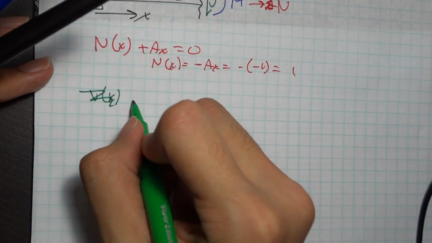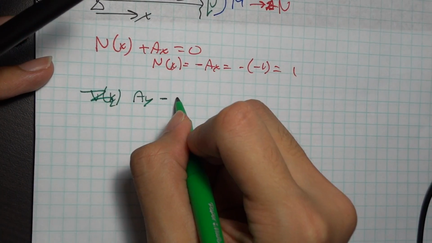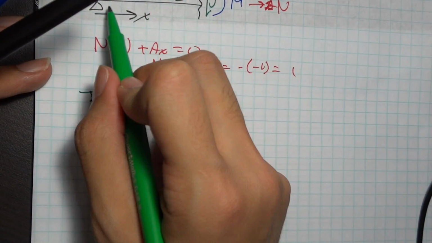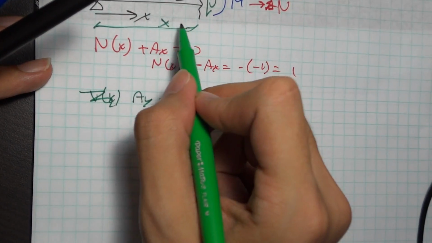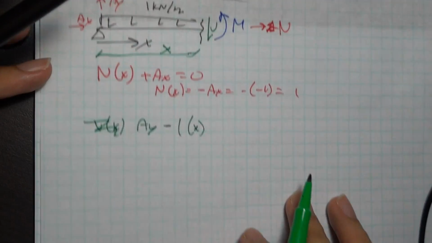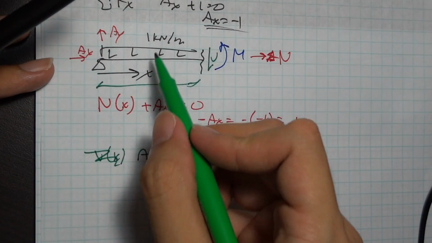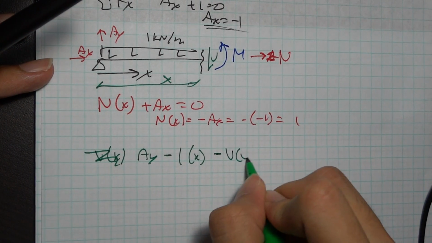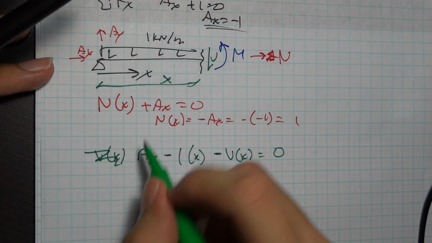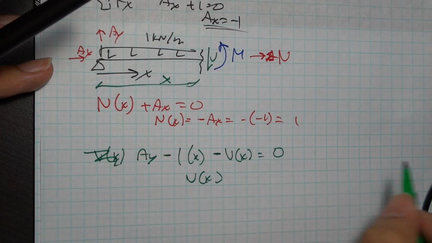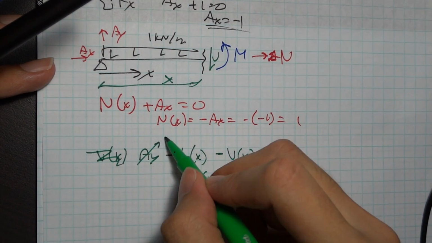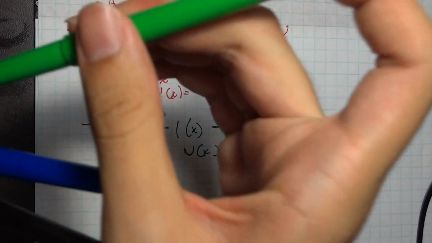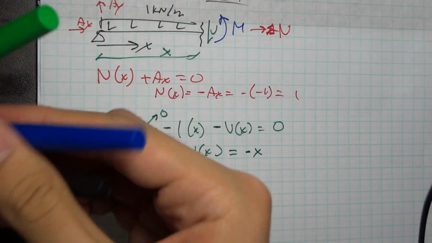Okay, let's do it this way. A_y minus 1 times x. This is 1 times the length, which is x. This length here is x, and x is going to be from 0 to 1. Sorry, I didn't realize I was off the page. So this is 1 times x minus V of x equals 0. And when you do this, you get V of x is equal to negative x. That's all there is to that.